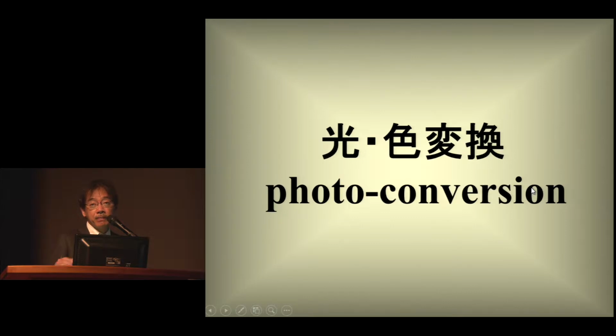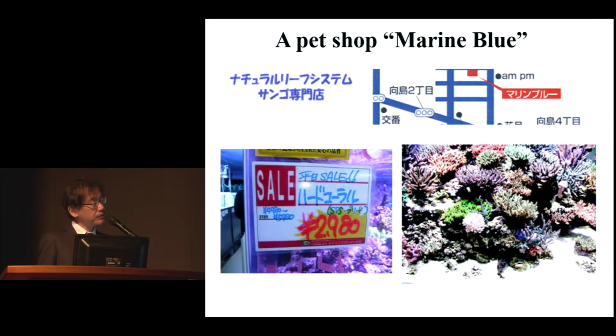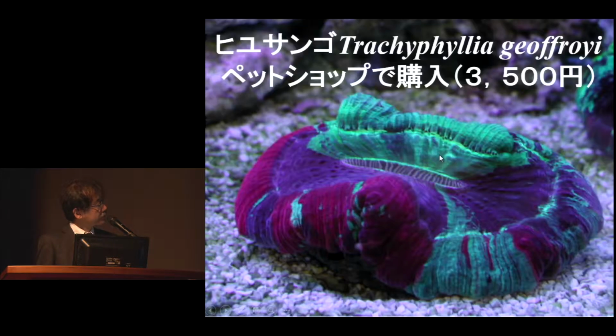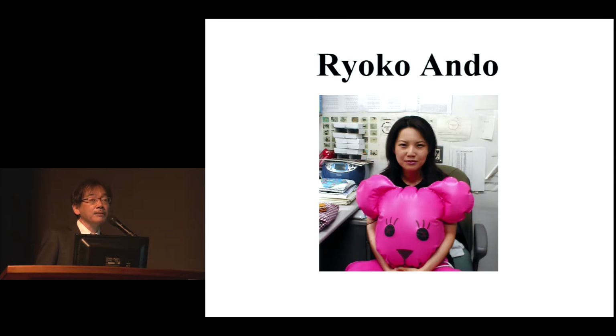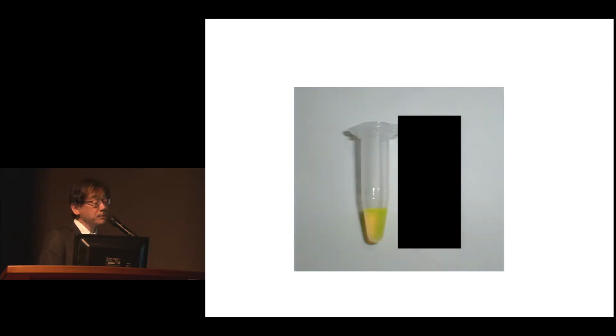And the first is conversion. And a very long time ago, we went to a pet shop in the downtown of Tokyo and came across a very beautiful, colorful, stony coral, Trachyphyllia. Okay? And at first glance, I thought we should be able to clone more than one different fluorescent protein, but I was wrong. Ryoko Ando in my lab cloned only green-emitting fluorescent proteins.